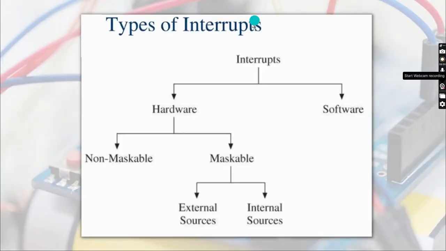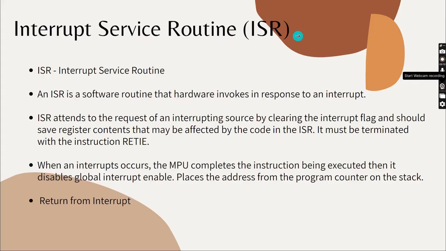Then we come to our types of interrupts. There are two types of interrupt basically. First is hardware, second one is software. The hardware interrupts are of two types, non-maskable and maskable, and maskable interrupts are of two types, external sources and internal sources. And now we have the interrupt service routine, ISR.